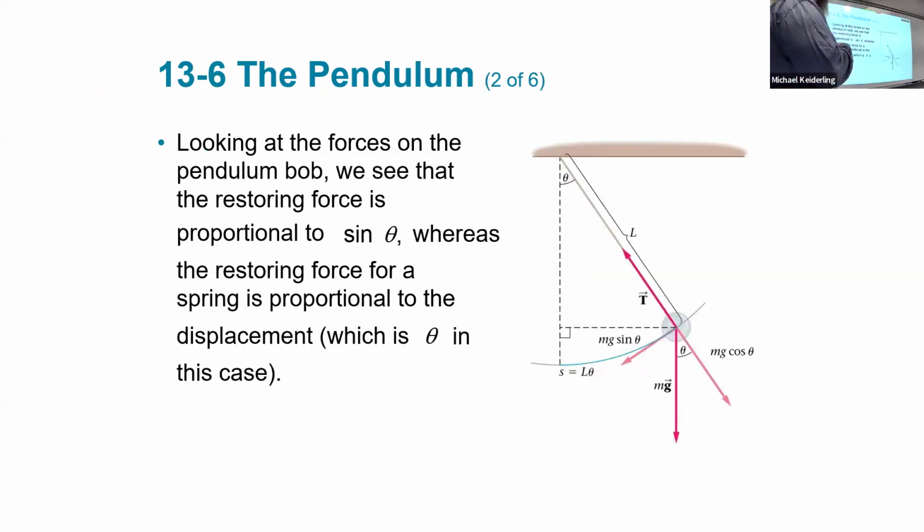If we look at the forces on a pendulum bob, we'll see that the restoring force, the force pushing the pendulum back towards the center, is proportional to the sine of the angle. So there's tension and mg, and we have mg sine theta pushing back towards the center. That's the force creating torque. Whereas the restoring force for a spring is proportional to displacement, which would be theta in this case, because we're talking about how the angle is changing.